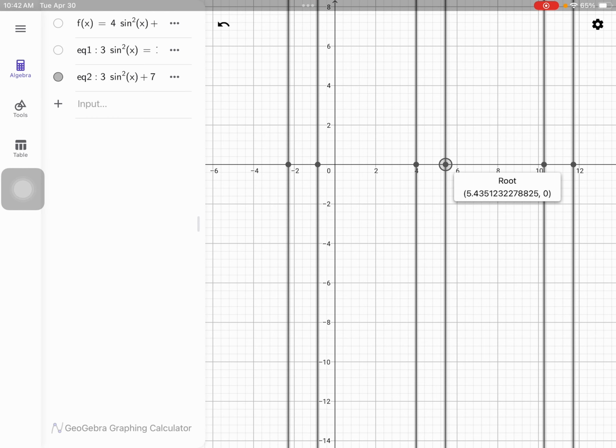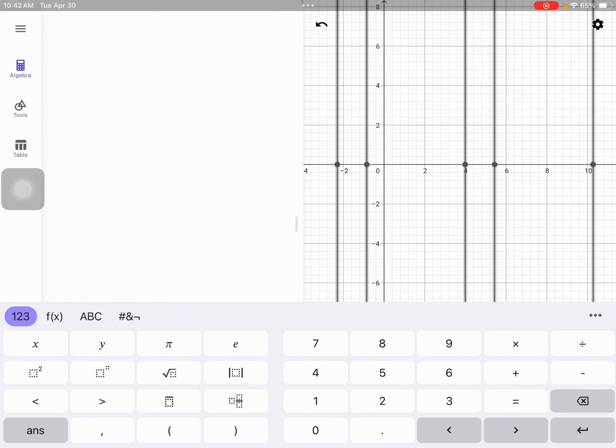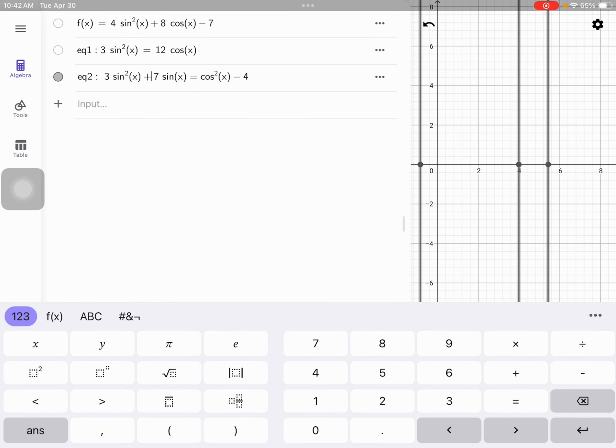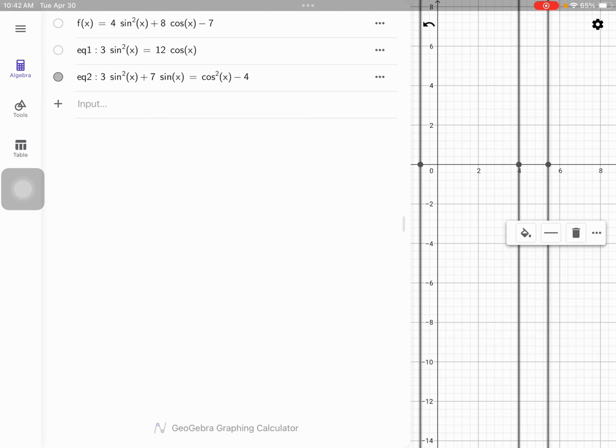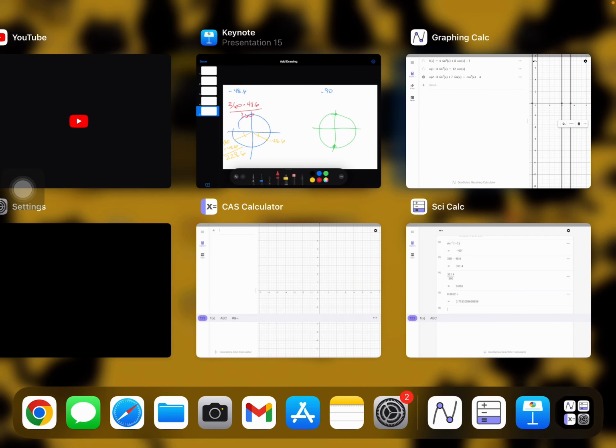That is not on the list here. Let's see, cosine squared minus 4, 7 sine. Let's look at the other one.